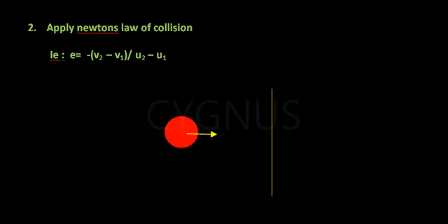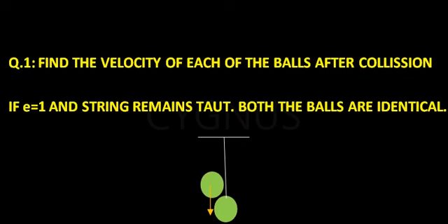So now, since you're such brainy kids and you're preparing for JEE, it's some test time. There are some good questions that I have for you. Just try them. The first question says: find the velocity of each of the balls after collision, if E is equal to 1 and the string remains stuck. Both the balls are identical.